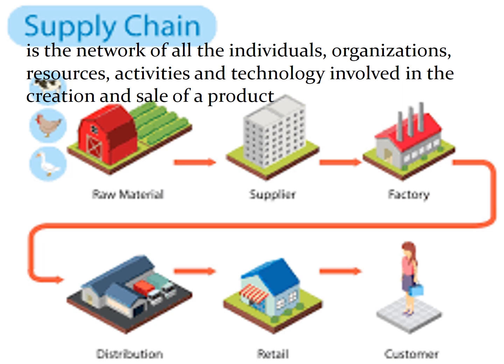So let's see what a supply chain is. It is the network of all the individuals, organizations, resources, activities, and technology involved in the creation and sale of a product. A supply chain encompasses everything from the delivery of source material from supplier to the manufacturer through to its eventual delivery to the end user.